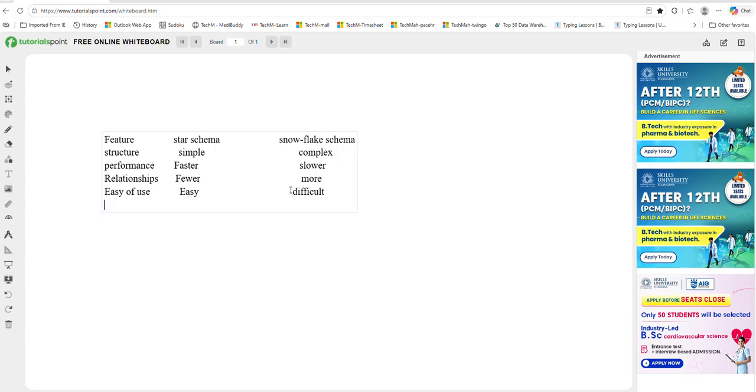Storage. Now I'll explain about storage here. These are all characteristics. Storage. Here more storage. Here less storage.